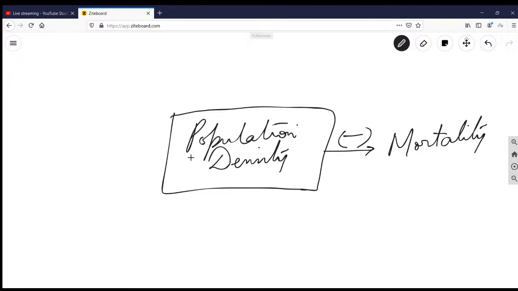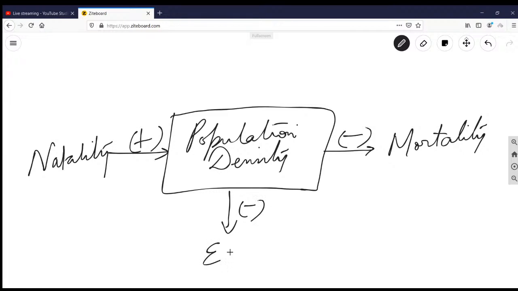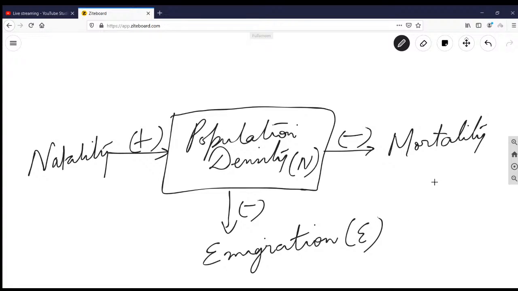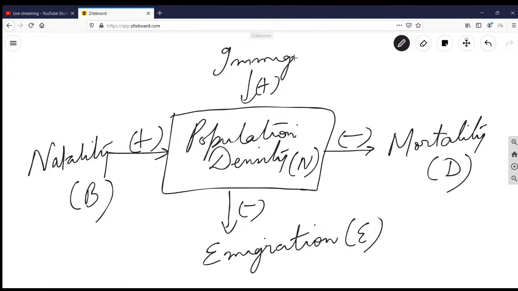Then natality will increase population density, meaning birth. So I can put a plus sign here. Emigration will decrease, just like I had explained. For population density N, that is E, that is death rate D, this is birth rate B, and immigration will increase the population density I. So you can comprehend it by this method also.